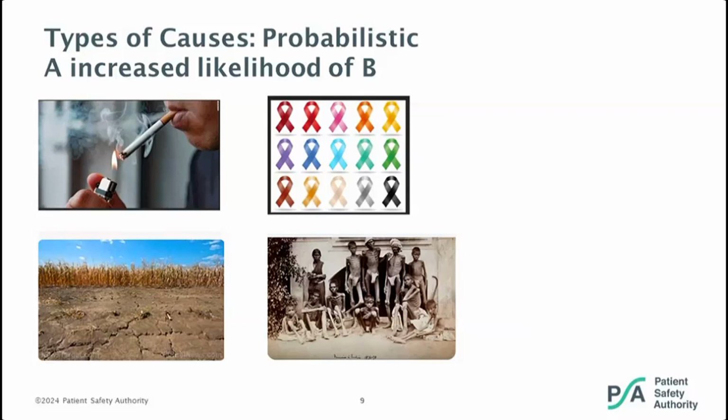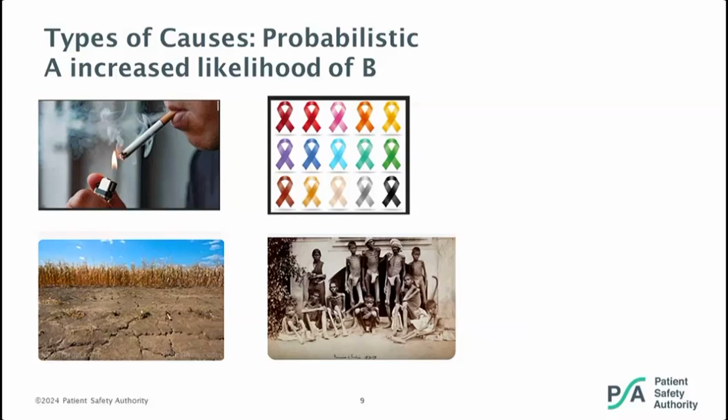Examples of probabilistic causes illustrate how certain factors can increase the probability of an outcome happening. Smoking and lung cancer. While smoking does not guarantee that an individual will develop lung cancer, it significantly increases the likelihood of developing the disease. Smoking is considered a probabilistic cause of lung cancer because it elevates the risk of cancer occurrence, but not every smoker will develop lung cancer.